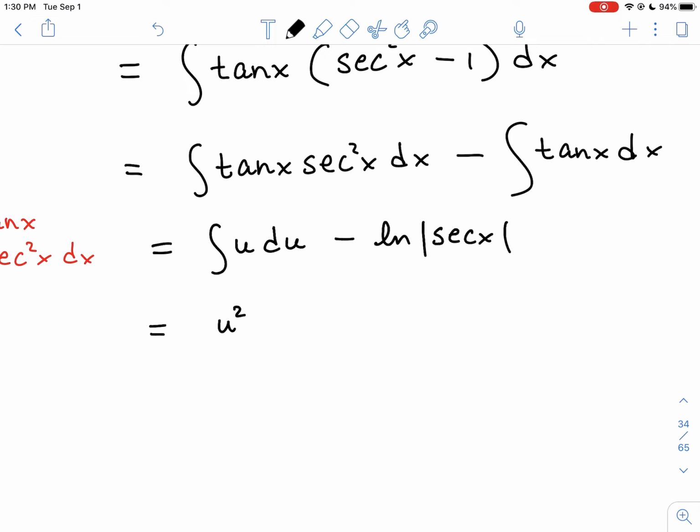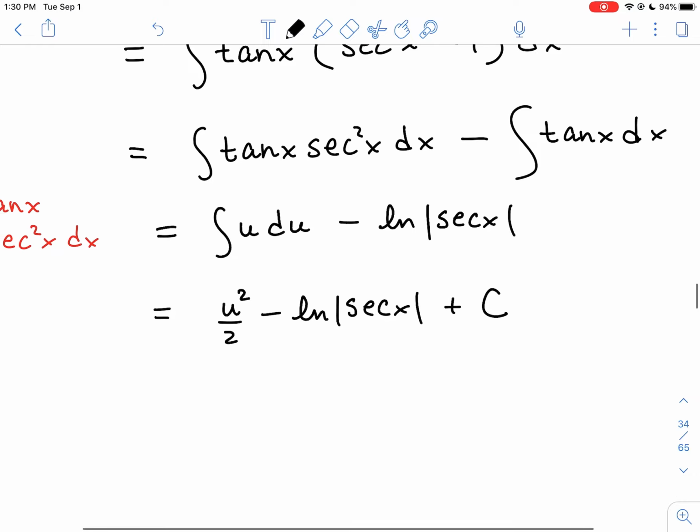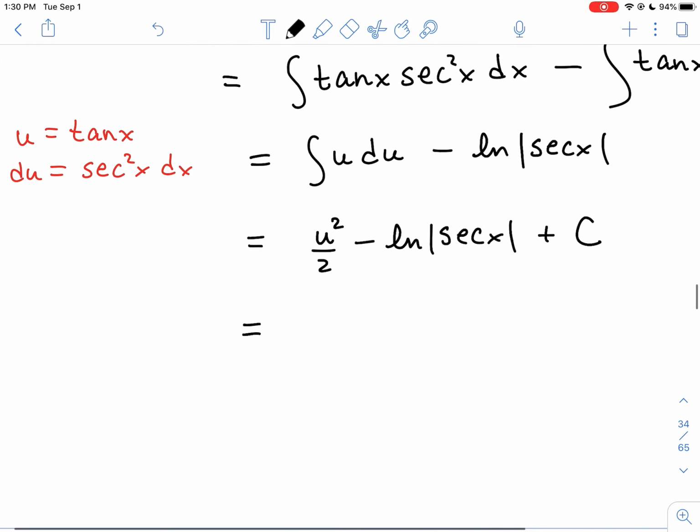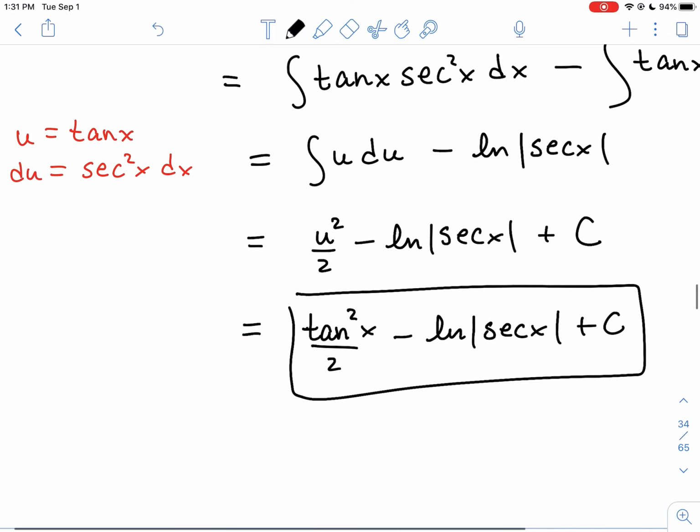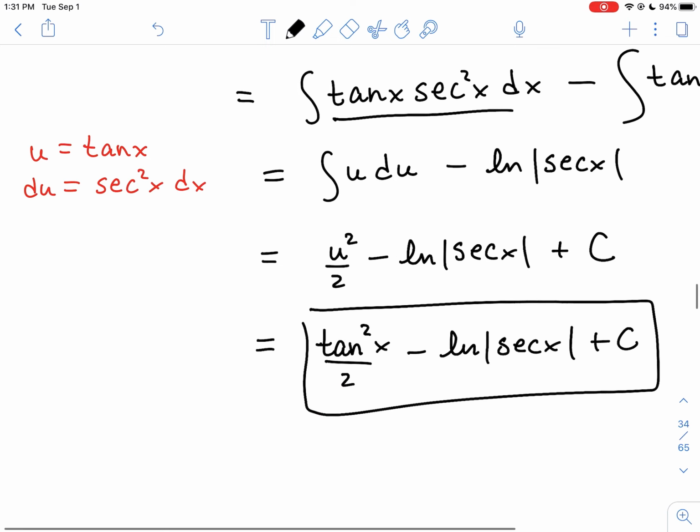And then we get u squared over 2 is the antiderivative of u, and then minus a natural log of secant. And now that I've finished all the antiderivatives, it's a good time to throw in that plus c. And then we just have to do our back substitution, change that u to a tangent. So we have tangent squared of x, that's all over 2. And then minus a natural log of secant of x, and a plus our c, and we'll call that one done.